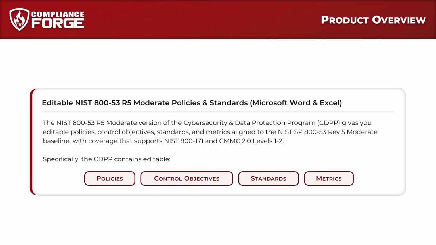For most teams, building NIST 853 documentation from scratch means months of senior staff time mapping controls across the low and moderate baselines. The CDPP gives you a running start, aligned to the NIST 853 Revision 5 moderate baseline, with coverage that supports NIST 800-171 and Cybersecurity Maturity Model Certification 2.0, levels 1 through 2. The templates get you roughly 80 to 90% of the way there. The CDPP contains editable policies, control objectives, standards, and metrics.